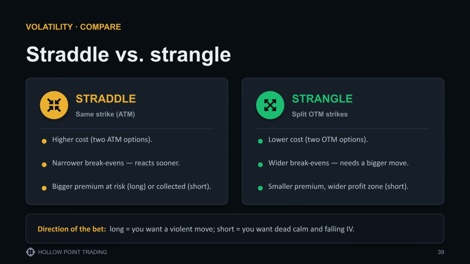Comparing the two, straddles are at the money with higher cost and narrower break-evens, while strangles are out of the money with lower cost and wider break-evens. Your choice depends on your conviction and budget.